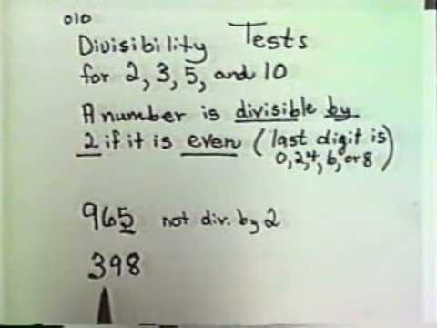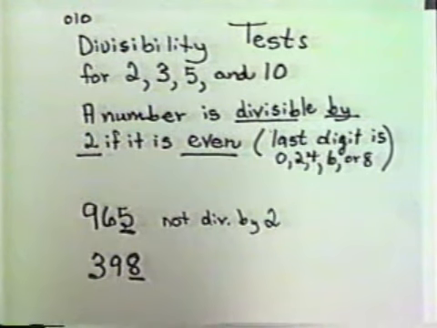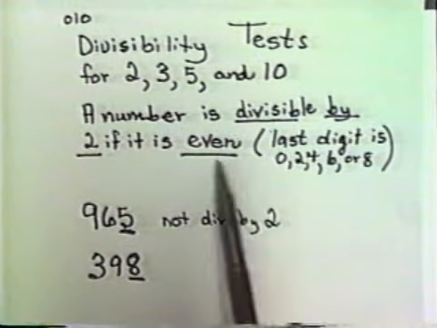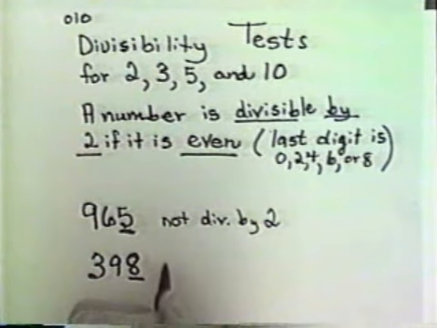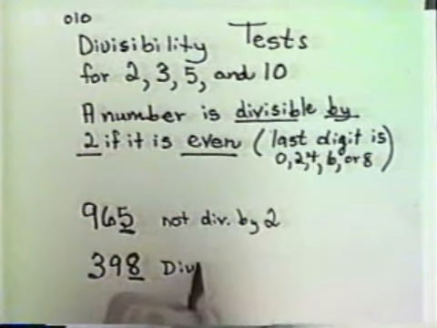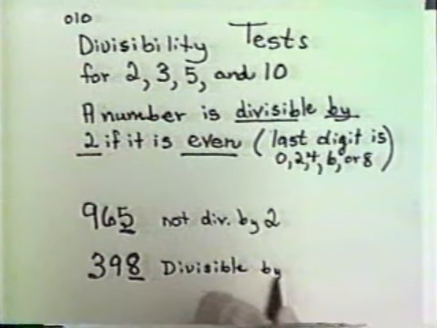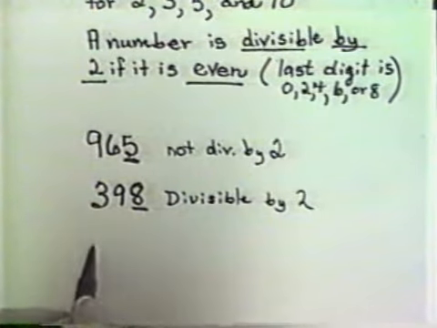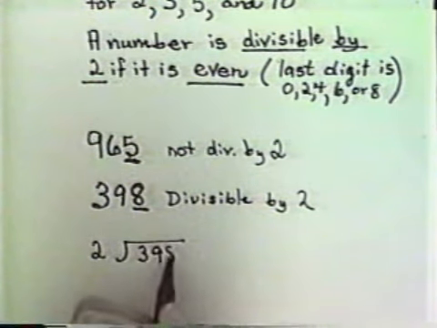Let's look at the next one. 398. Its last digit is an 8, so it should be divisible by 2. Since it ends in an 8, that makes the number even. Last digit, 0, 2, 4, 6, or 8. So therefore this one should be divisible by 2. What that means, and we'll check to make sure it works, is that if we took 2 and divided it into 398, we shouldn't get any remainder.